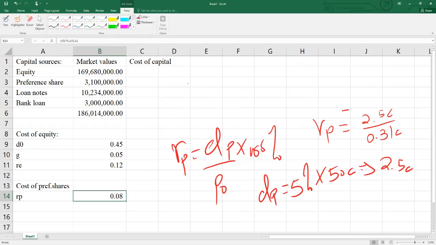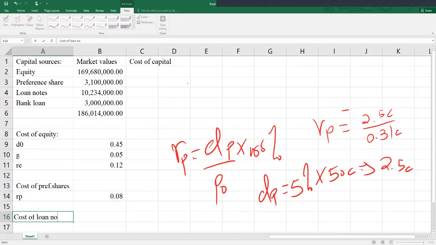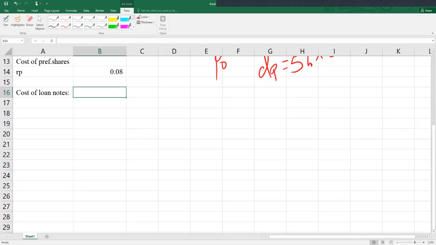Okay, that's clear. Next, we can get the cost of notes. Okay, that's the next thing. So the cost of this note for this particular company: this note can be redeemed. When can they be redeemed? In 4 years' time at 5% premium. So the number of years to redemption is 4 years.